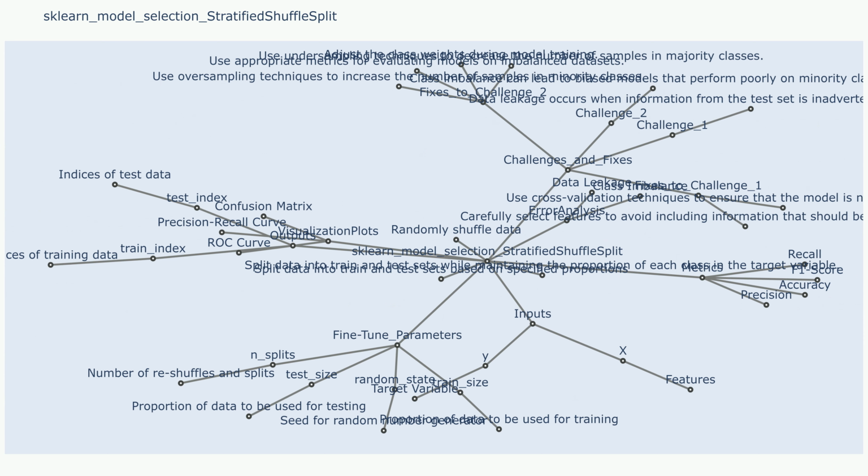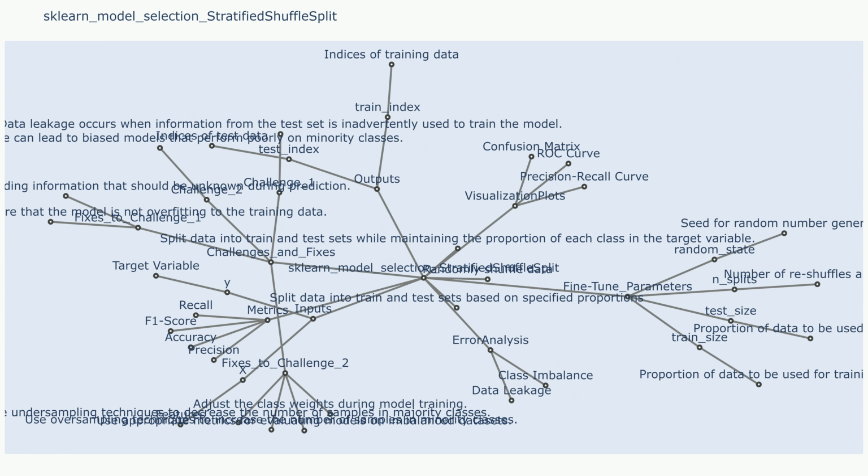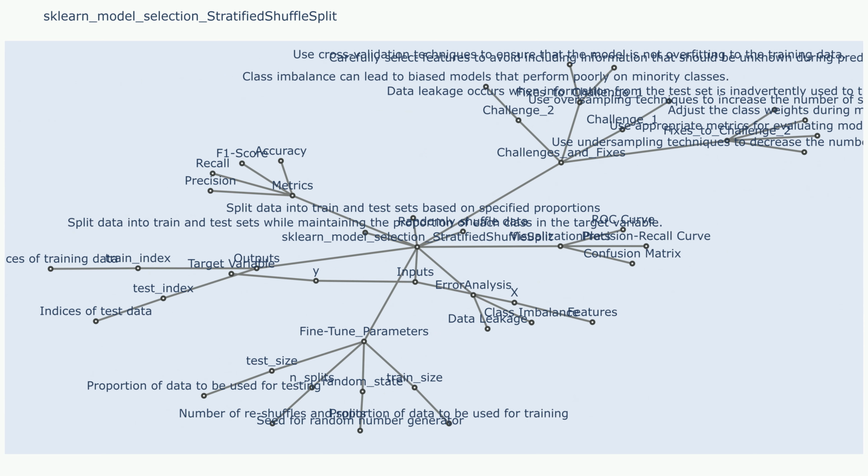Train size: the proportion of the data that will be allocated to the training set in each iteration. It can be a float between 0 and 1, a number representing the absolute number of training samples, or None, in which case the value will be set to the complement of the test size. Random state controls the shuffling applied to the data before applying the split. Pass an int for reproducible output across multiple function calls.